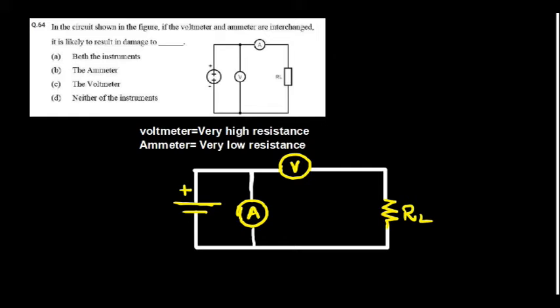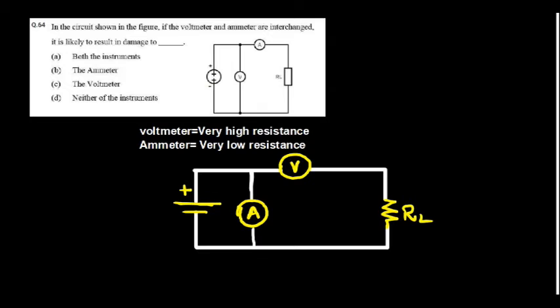In the circuit shown in the figure, if the voltmeter and ammeter are interchanged, it is likely to result in damage to what? So what happens if you interchange the voltmeter and ammeter? A voltmeter has high input resistance or impedance. Ammeter is used to measure the current. It has a very low resistance value. Now I have redrawn the circuit and replaced it. In place of the ammeter I have placed the voltmeter, and in place of the voltmeter I have placed the ammeter.